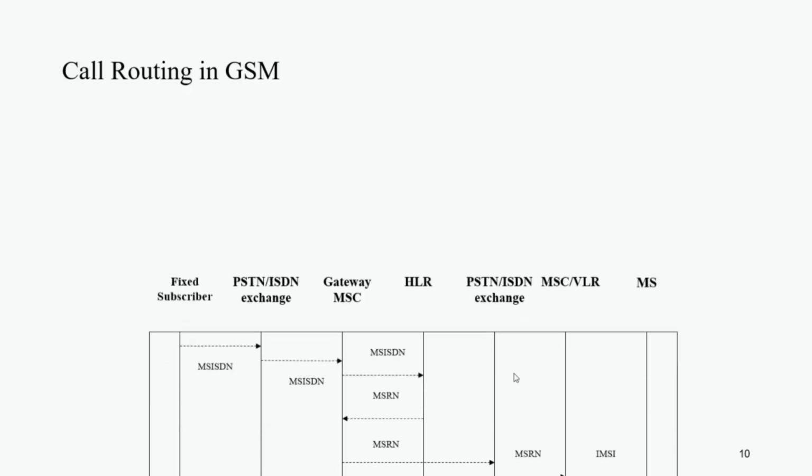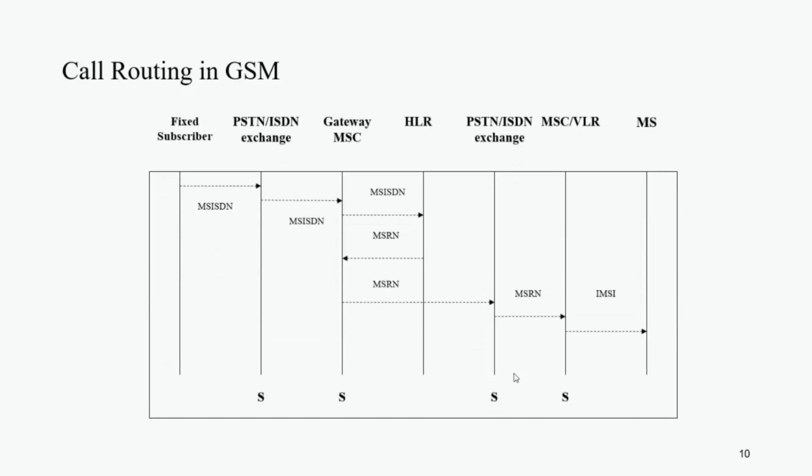Now we have seen these different identifiers. We now see how these identifiers are used when we request a call and the call is routed from a landline user to a mobile user. In this figure, you can see how a call is established between a fixed subscriber and a mobile subscriber. One subscriber initiates a call request. A fixed user sends the request to the PSTN or ISDN exchange through the destination MS-ISDN number. When this request goes to the gateway MSC, it searches its HLR against this MS-ISDN number.